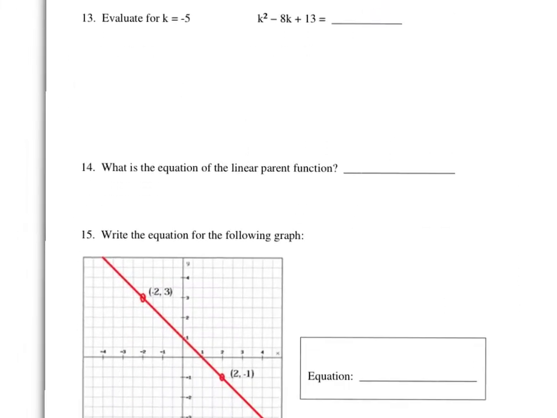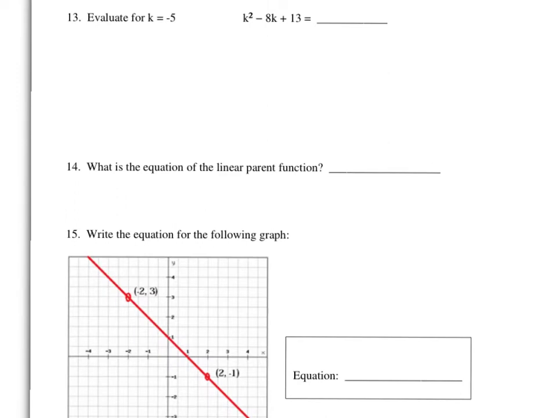Number 13, evaluate for k equals -5 into the expression k squared minus 8k plus 13. So we're going to find the final value for that. Evaluate means find the value. So we're going to take that -5 and substitute it in everywhere we see a k. When I substitute a negative number, we like to put it in parentheses, especially if we're going to use the calculator to do any of the calculations.